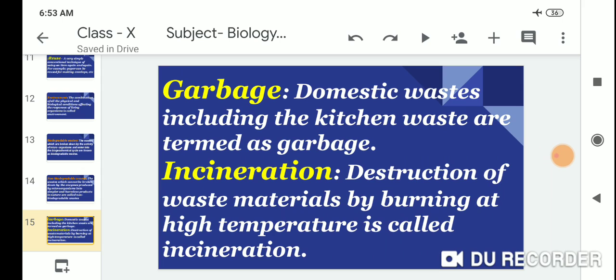Garbage. Domestic wastage including kitchen wastage is termed as garbage.